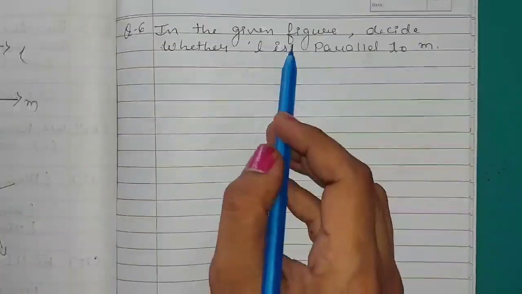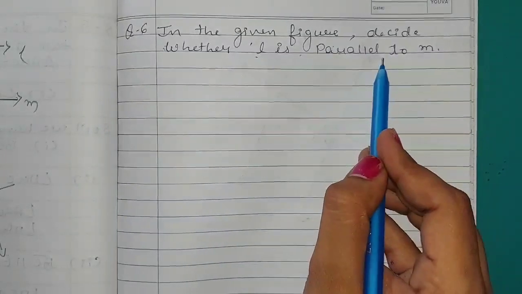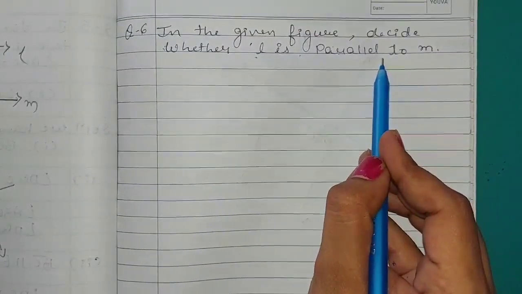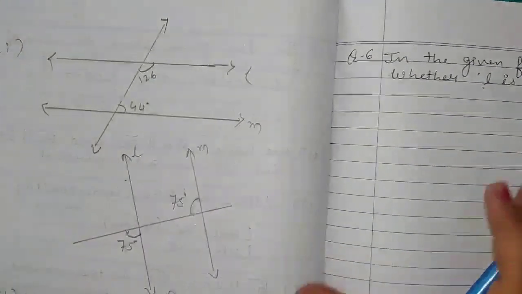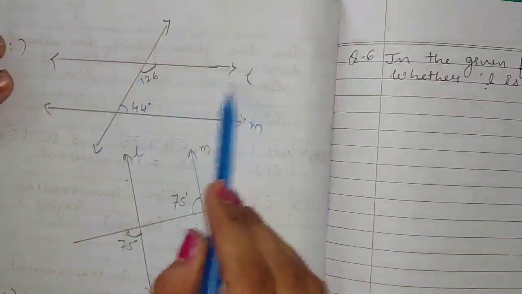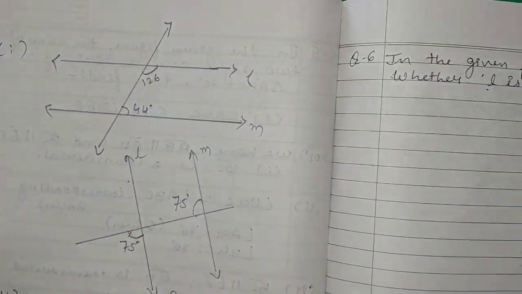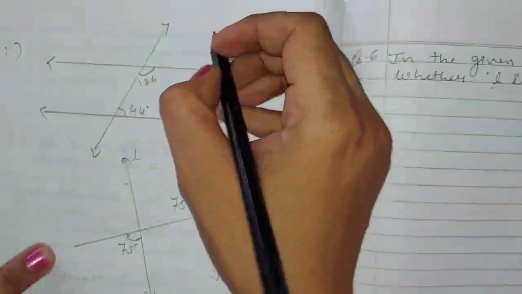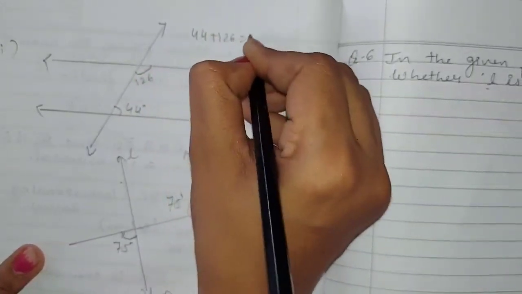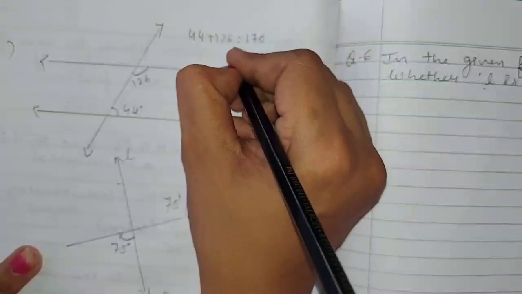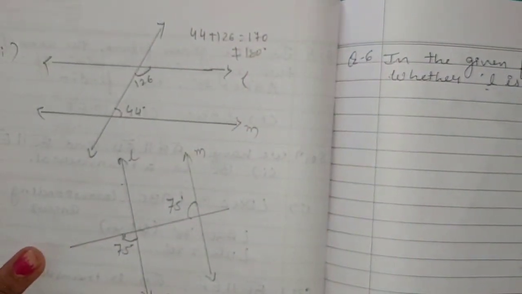Question number 6. In the given figure, decide whether L is parallel to M. So here figures are given. We have to decide whether L is parallel to M or not. So let us observe the figure. So here in the first figure, L is given, M is given, and 44 and 126 are given. So if we take 44 plus 126, it is 170. It is not equal to 180 degrees. So this is not parallel. Why not parallel?